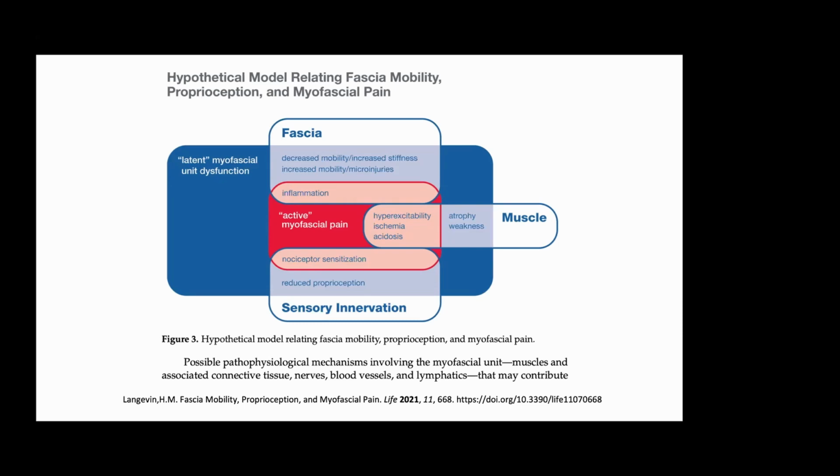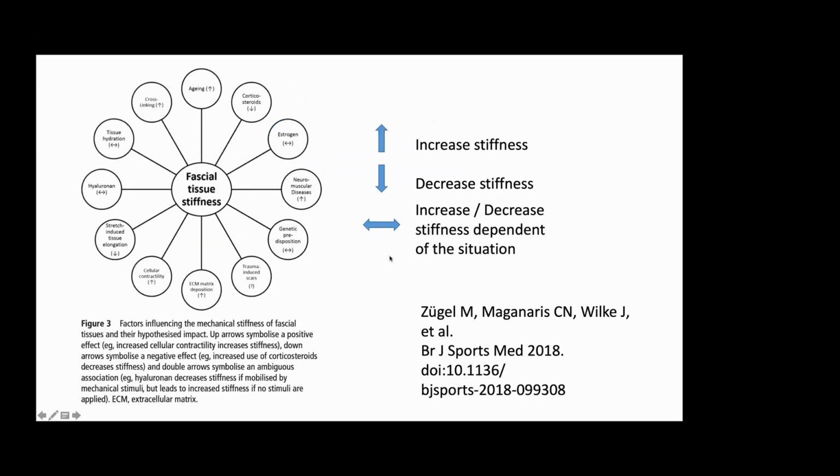We could go with more rapid techniques, we could go with deeper techniques, but when we are having more active types of pain, we need to take care of it in a different way. This is another paper which would be very nice to look at, Zugel 2018, because here you can see what things are affecting the fascia and the tissue stiffness. The arrow up will be increasing stiffness, the arrow down will be decreasing stiffness, and if there is this kind of sideways arrow, it is doing both depending on the situation.